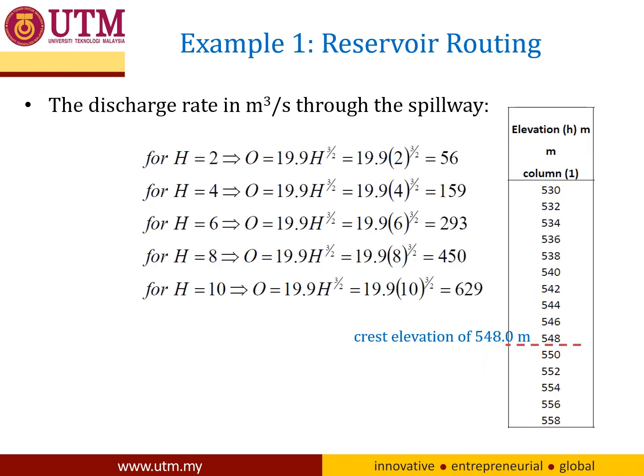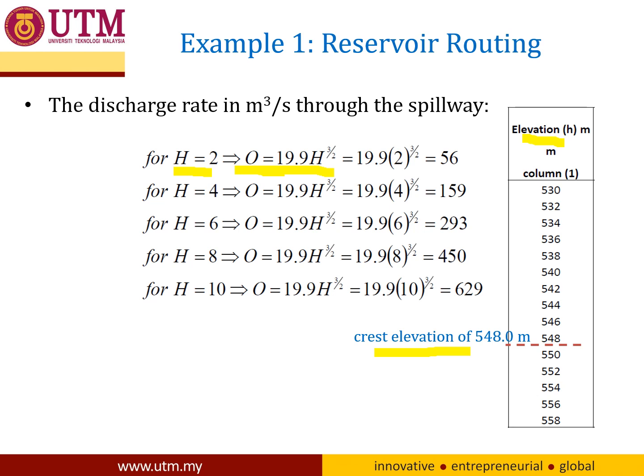Okay, so now you want to find the outflow based on the outflow and elevation relationship. So you have to use the hydraulic structures formula. So in this case, because it's a spillway, we use this formula. Okay, Q equals 19.9 H to the power 3/2. So what is this H? Remember, once the water elevation is higher than the crest elevation, then you will get a head.